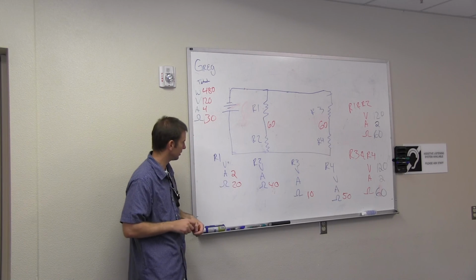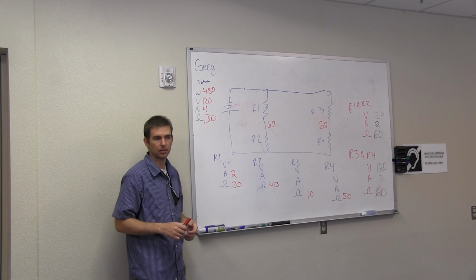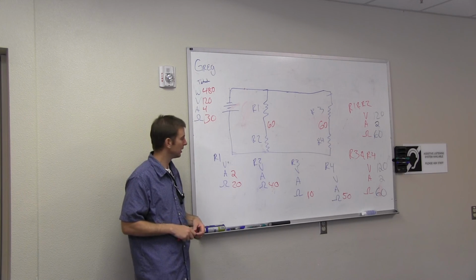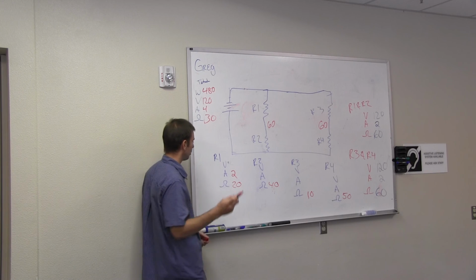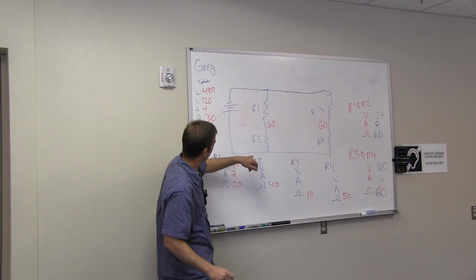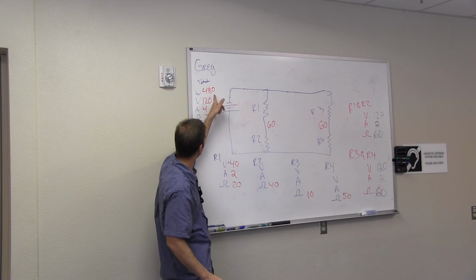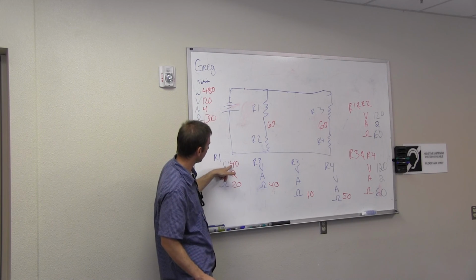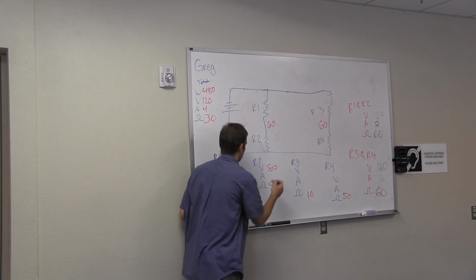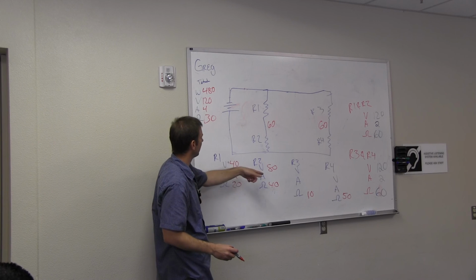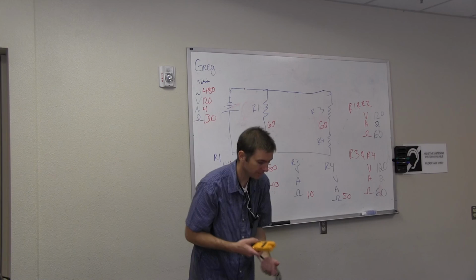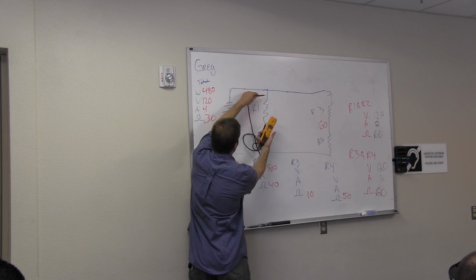What's our voltage? Our voltage drop at that resistor is amps times ohms. So 2 times 20 is 40 volts, which means that in R2, I don't even need to do much math. 120 minus 40 is going to be 80. So 40 and 80 is 120. If I put my tester here, I'm going to see 40 volts.